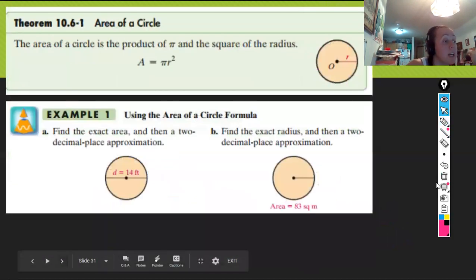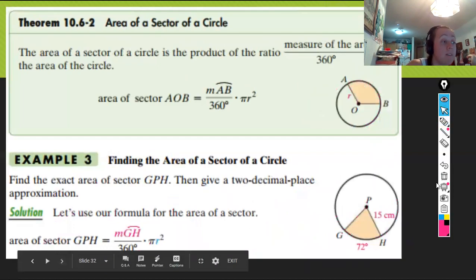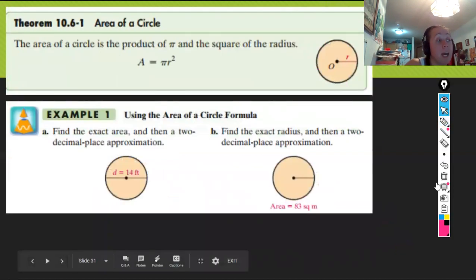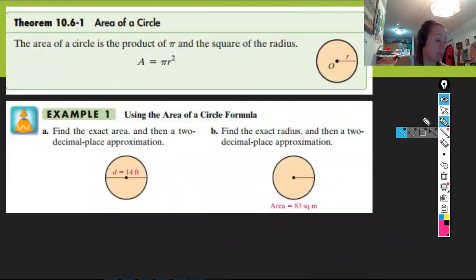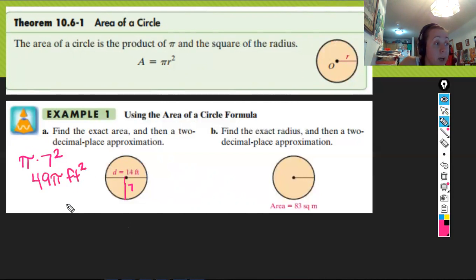Last part is the area of a circle and the area of a sector of the circle. Area of a circle formula is pi r squared. So you have to have a radius to do it with this. You cannot use diameter. So if we have a diameter here, I have to cut it in half to get the radius. Then to find the area, I'm going to go pi times 7 squared, which leaves me with 49 pi. And then I would label it as feet squared.